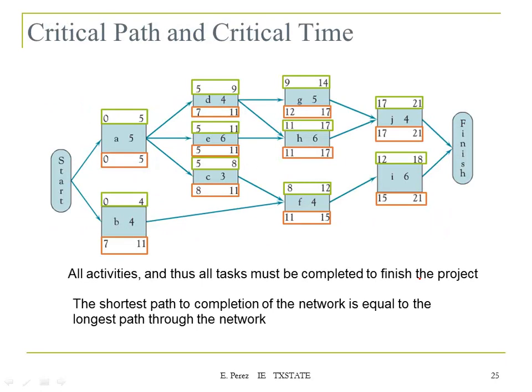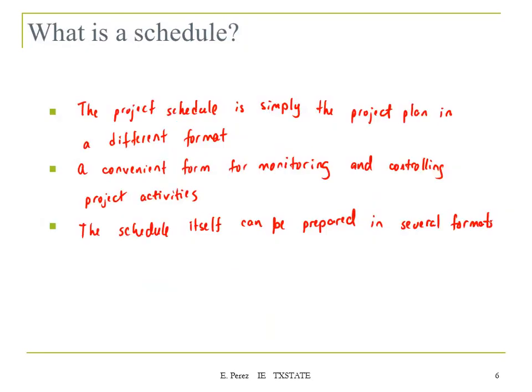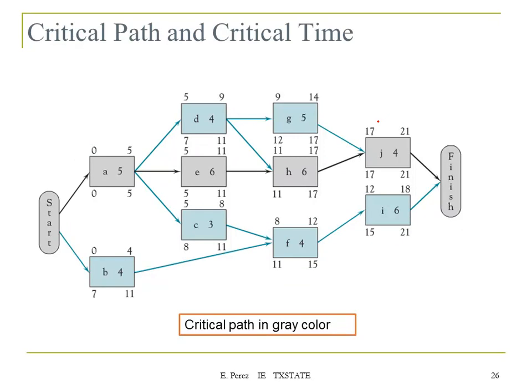Based on that, we can identify our critical path. Can anyone tell me from the figure what the critical path will be? A to E to H to J, which is here. Okay, so that's your critical path. If you delay any of these activities, you're going to delay the whole project. Any questions?